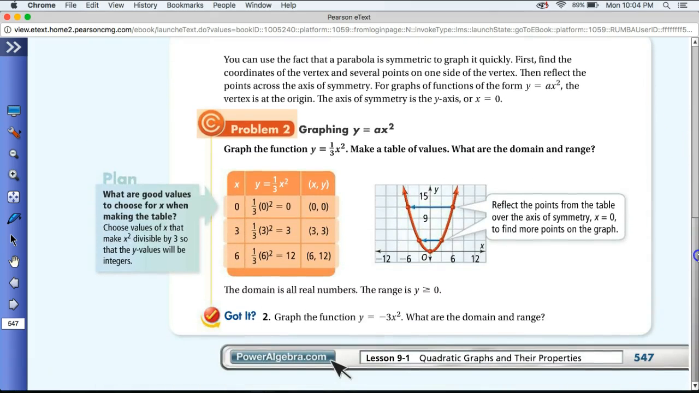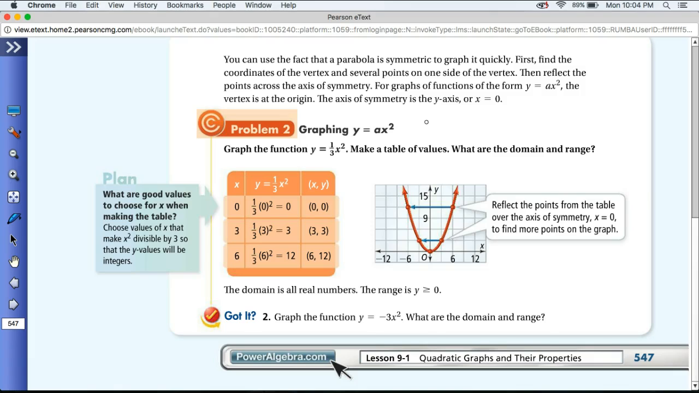Graphing ax squared. Actually graphing it can be kind of tricky at first, but if you get the hang of it and you have some number sense, certainly it becomes much simpler. The fact that it is symmetric allows you to graph very quickly. So there are actually two strategies.